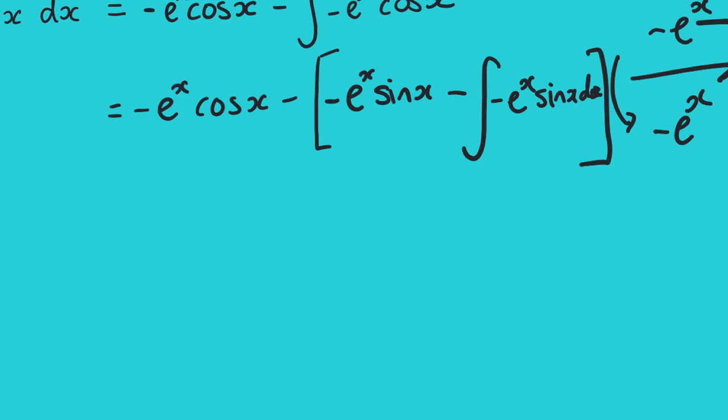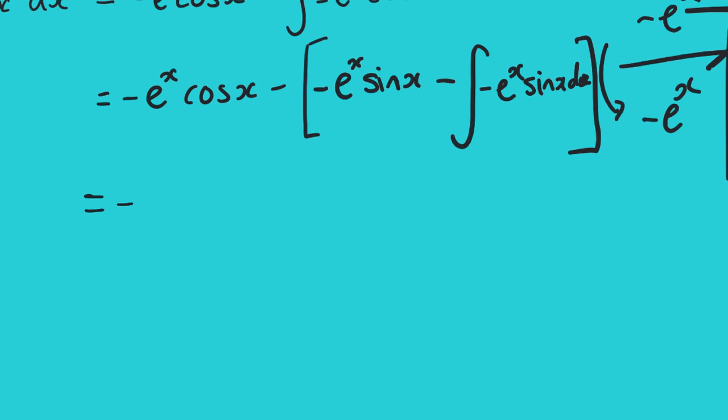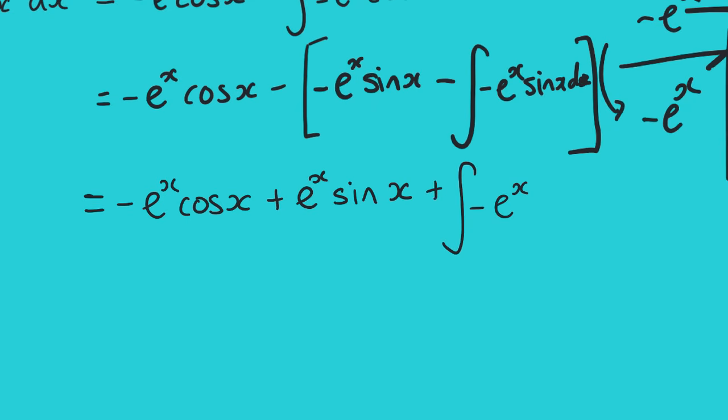So now before we move any further, I'm just going to expand, simplify, and sort out all these negatives. So this equals minus e to the x cos of x plus e to the x sine of x minus, minus becomes a plus, the integral of minus e to the x sine of x with respect to x. So is everyone happy I've simplified this?